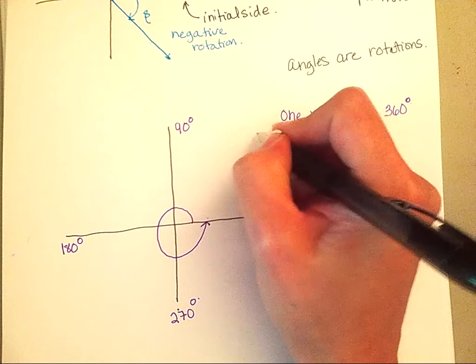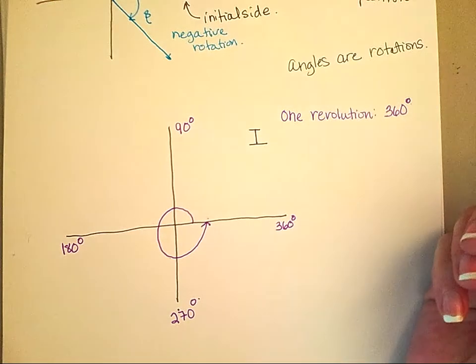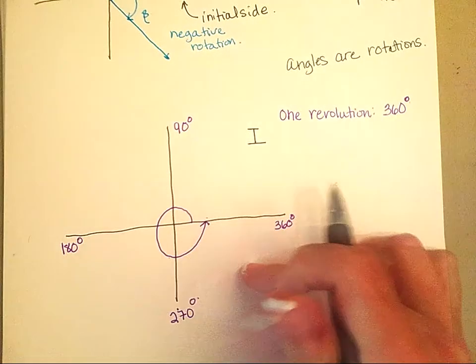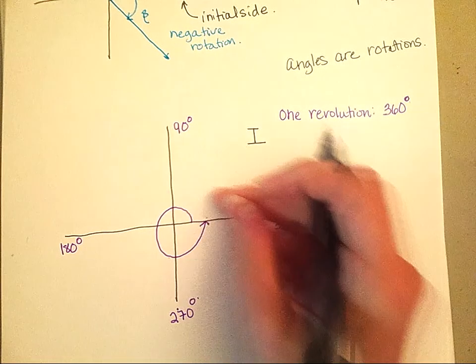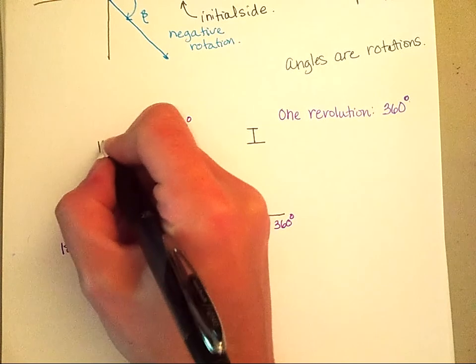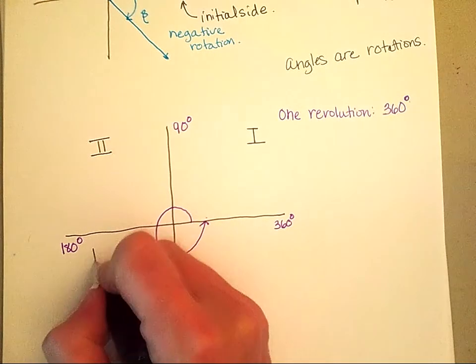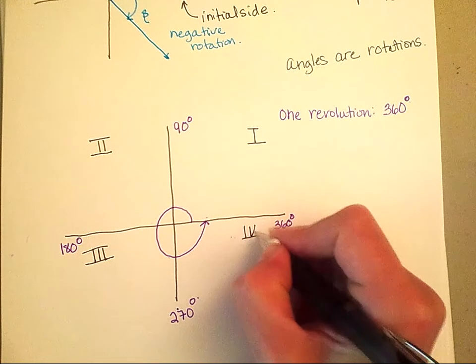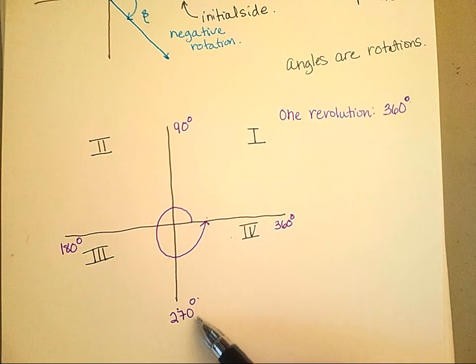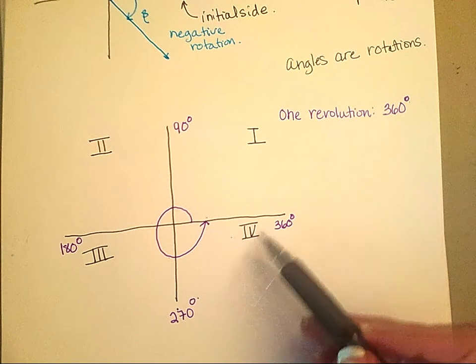The angles from 0 to 90 are in quadrant 1. There are 4 different quadrants here, and so we'll work counterclockwise. This is quadrant 1. This is in quadrant 2. This is in quadrant 3. And this is in quadrant 4. So quadrant 4 is the angles between 270 and 360.